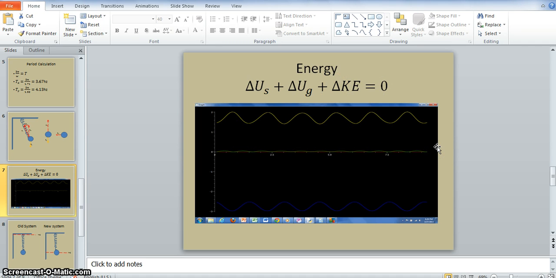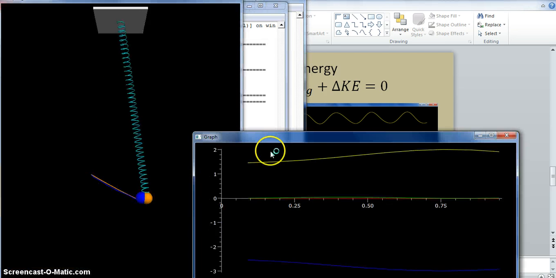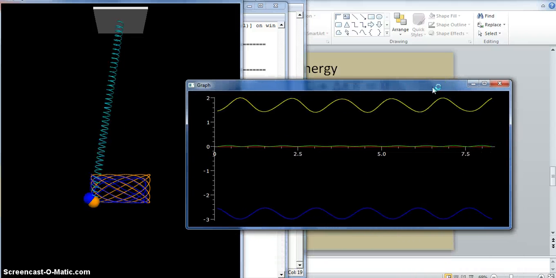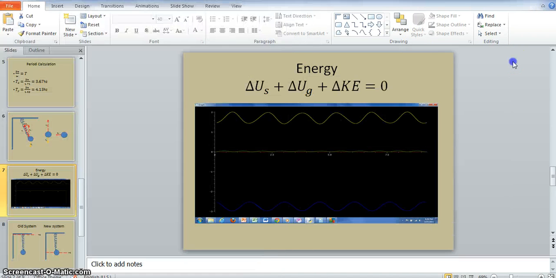This is modeled here using our Python model, which shows us the kinetic energy, the potential energy of both gravity and the spring. And then the red line, which is along 0 for the entire plot, is the work, or the sum of all three together, and stays at 0, meaning that they all cancel out. This confirms that it is consistent with the energy principle.